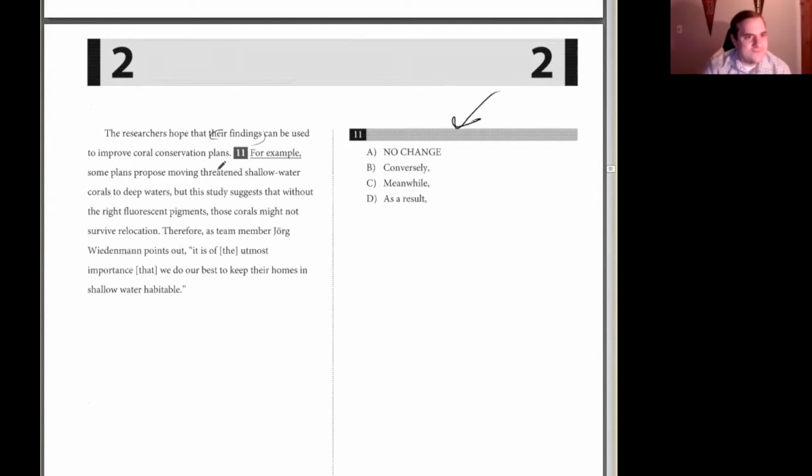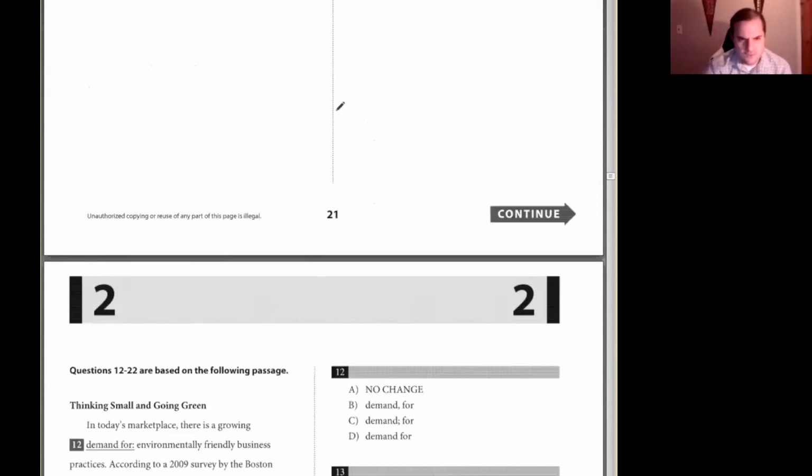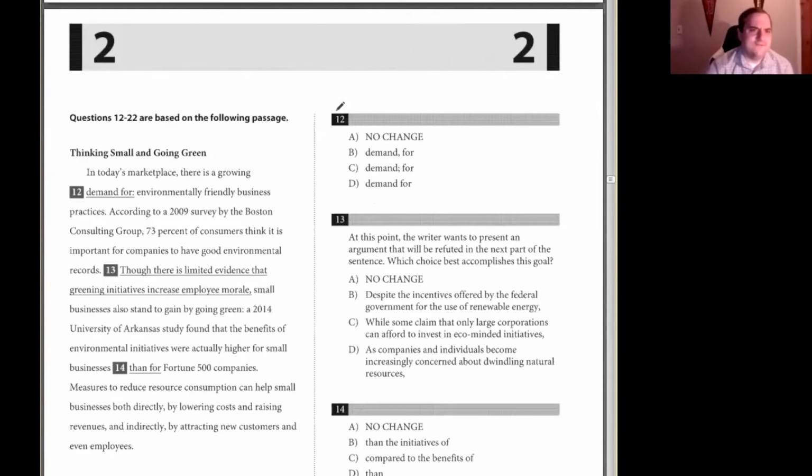Some plans involve moving them to deep water, but this study suggests that without the right fluorescent pigments, those coral might not survive relocation. Okay, so this is actually an example of using the finding to improve an existing plan. That is, for example, that's the relationship, right? If the finding is we need those pigments to improve plans, well, this is using that knowledge to improve a plan. Whew, exhale.